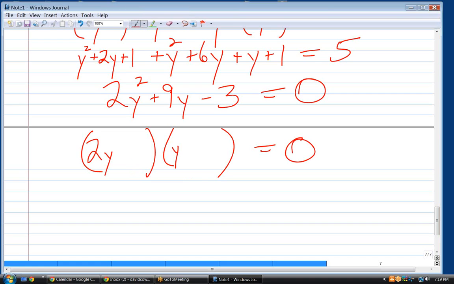Signs have to be opposite because of that negative sign right there. Plus minus is not the same as minus plus, so we have to allow for both of them. How many factors of 3 are there? 1, 3. 3, 1. I just randomly plug it in there and see if that works. Does that work?